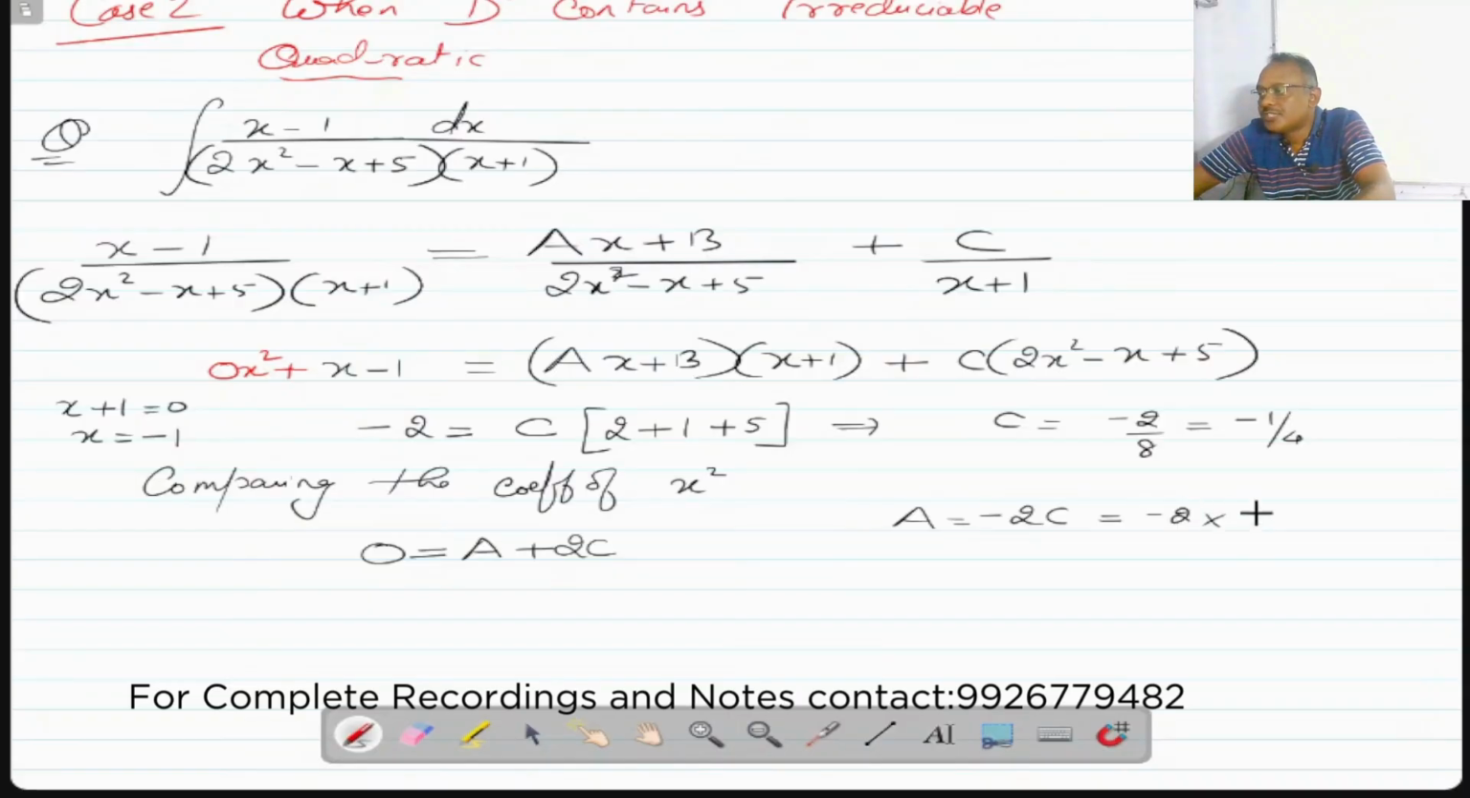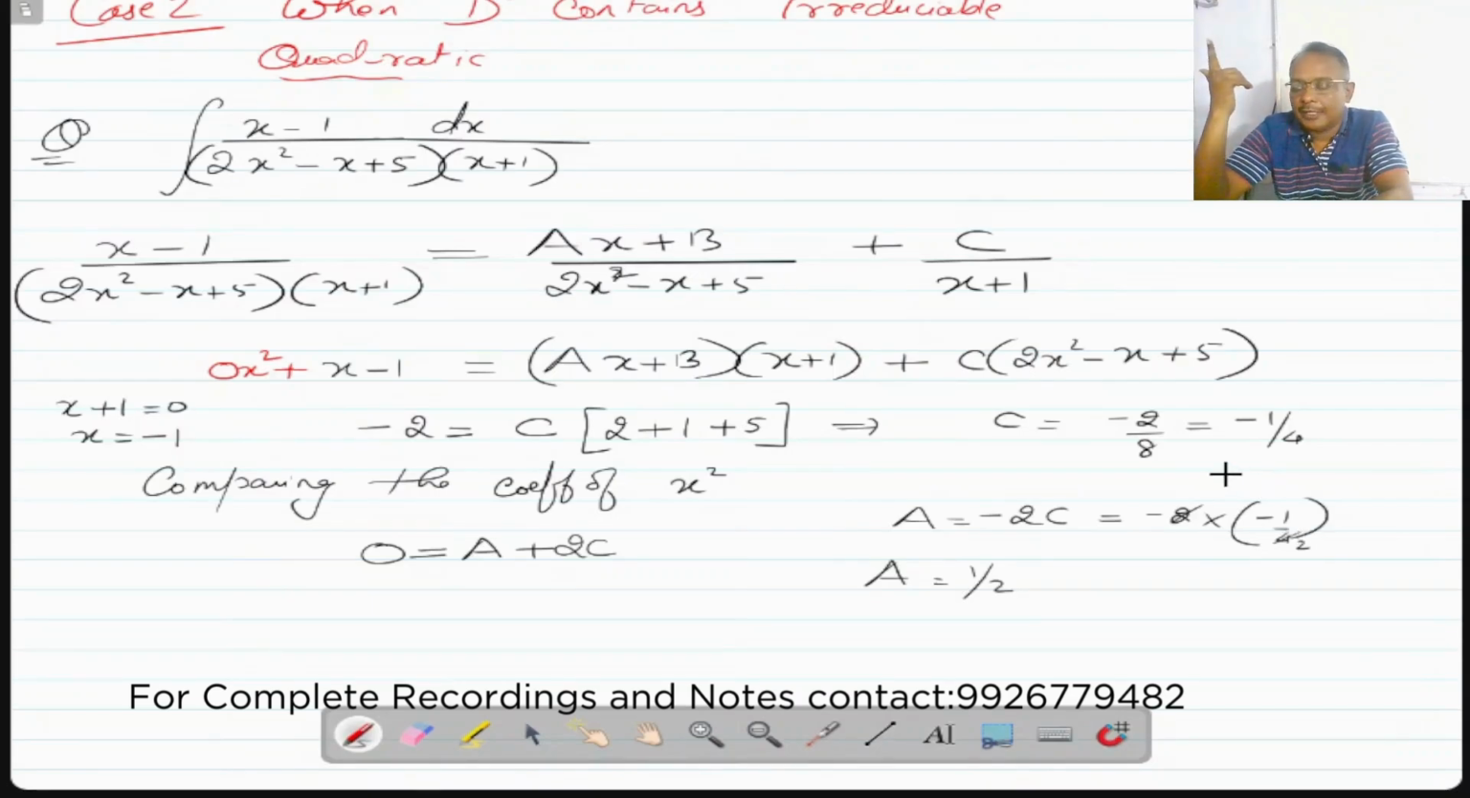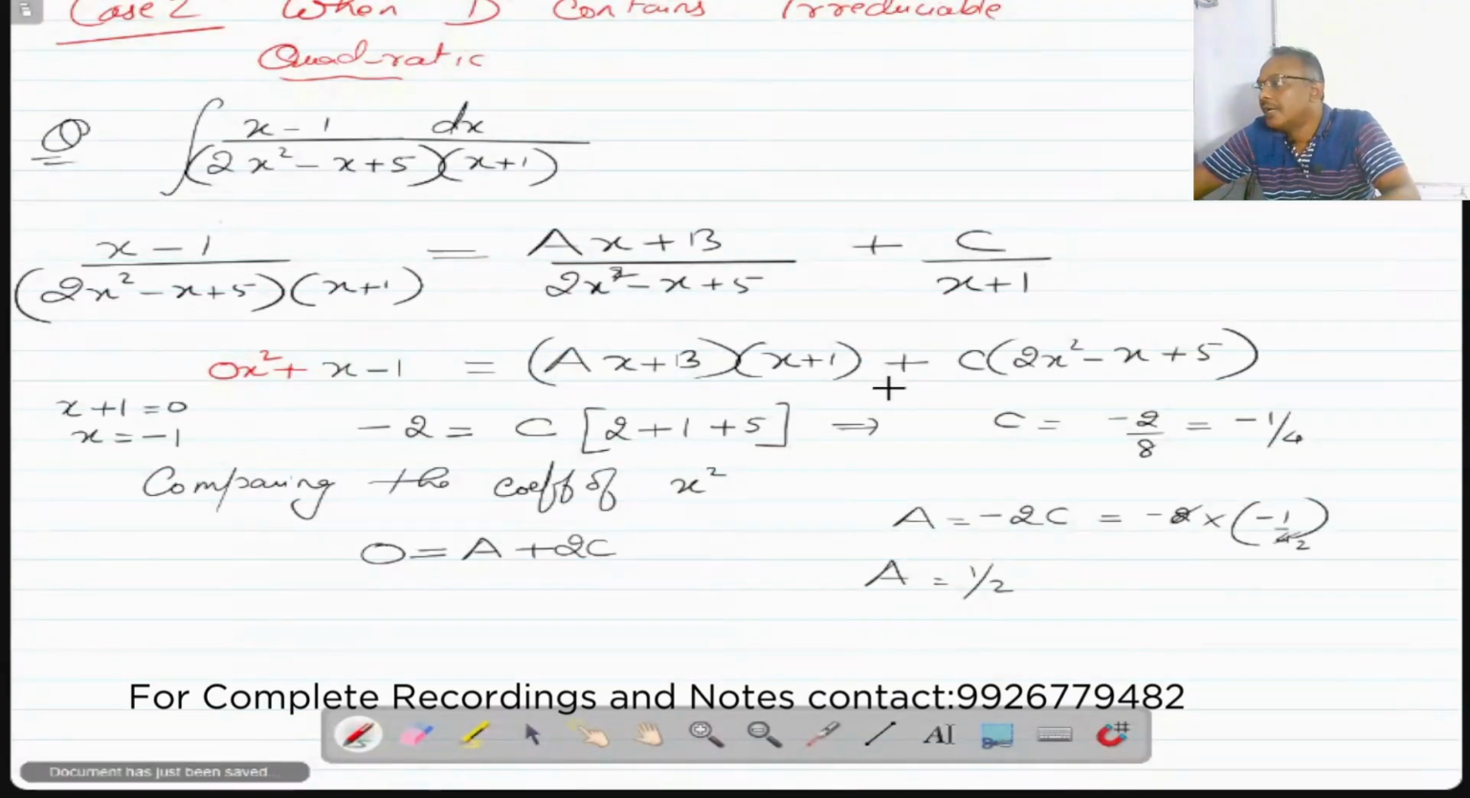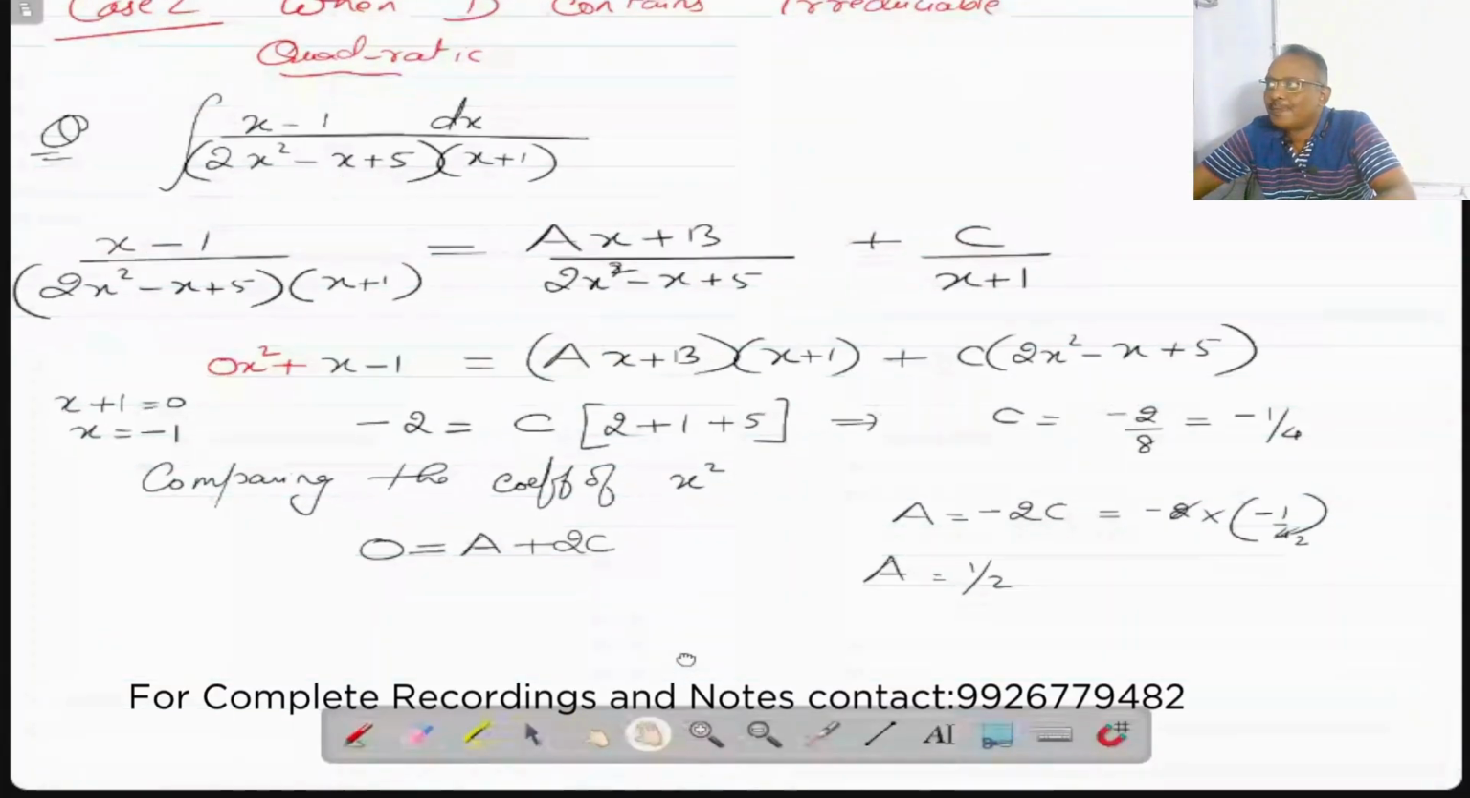Minus 2 into c का वैल्यू मालूम है. So what is A you are going to get? 1 by 2. Now come back here. First, put the value of the linear. Second, compare the highest power. Third, compare the lowest power.